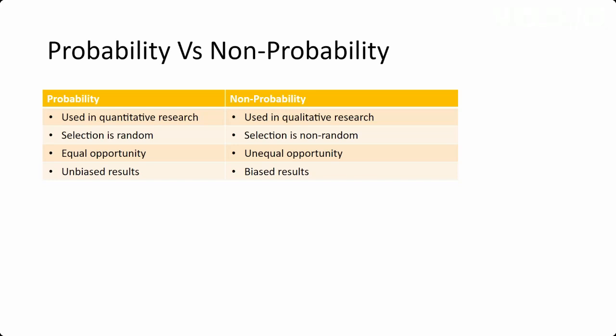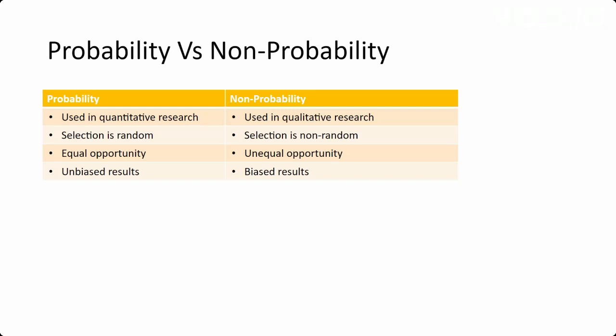and theories. The other difference is that the selection under probability sampling is random. There is a formula or a guideline on how the sample is to be picked. Whereas under non-probability sampling, the selection is non-random. It depends on the choice of the researcher.